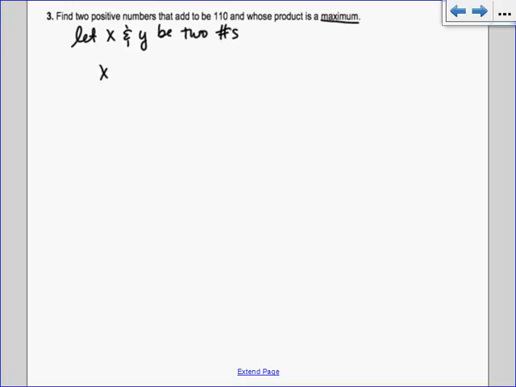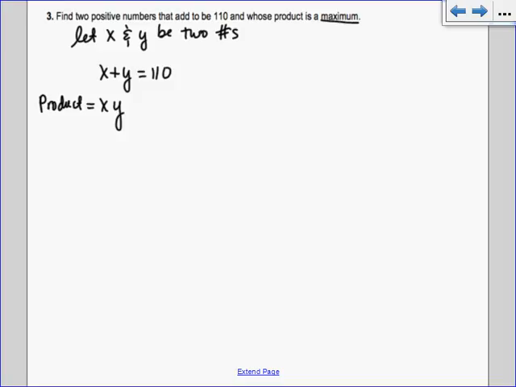So it's saying find 2 positive numbers that add to be 110 and whose product, x times y, is going to be maximized. So I'm going to write product equals x times y. I'm trying to find the maximum of this product, but this product doesn't look like a parabola right now. I have x times y. How do you graph x times y, right? It doesn't look like a parabola. Okay, but we can get it to be a parabola.